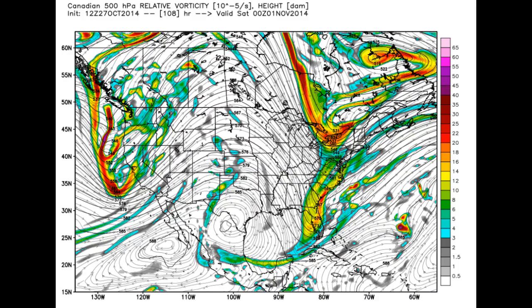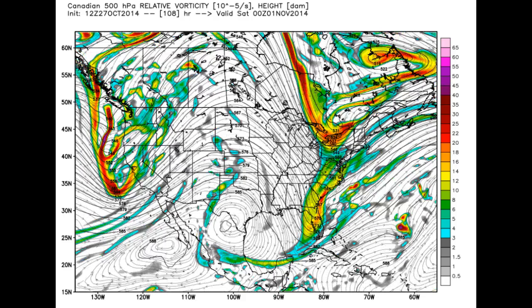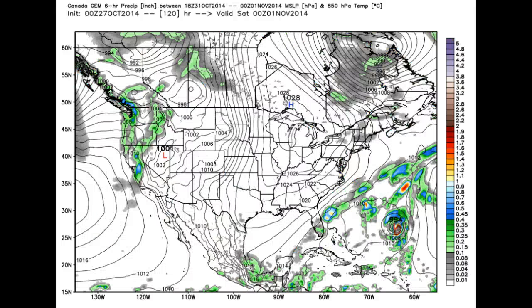Whereas on the 0Z run, this piece was shooting way out here, and this was back here and further south, and it was completely disjointed. Now that's not the case. Now it's a much more concise phased system. So how does that reflect in the surface? Well, very clearly.